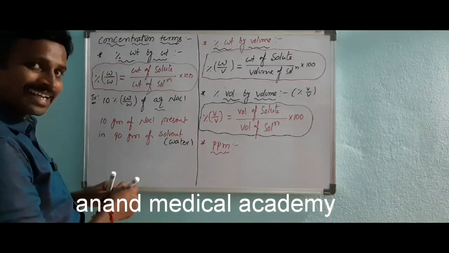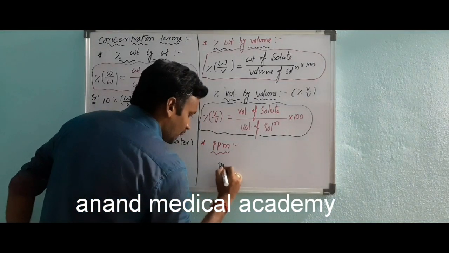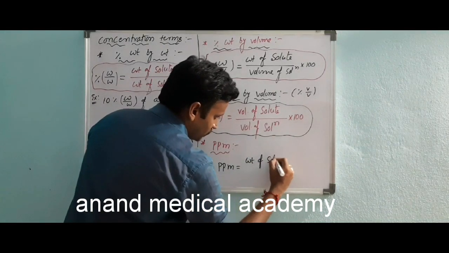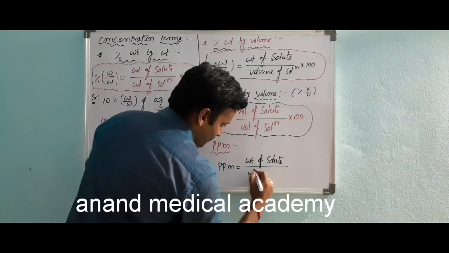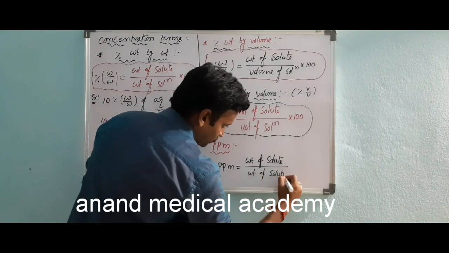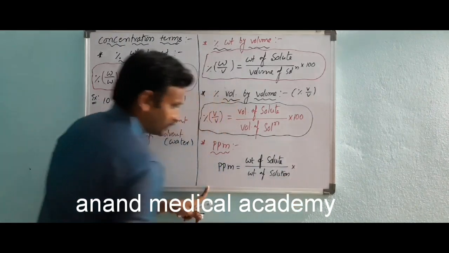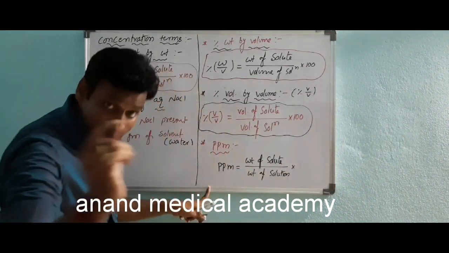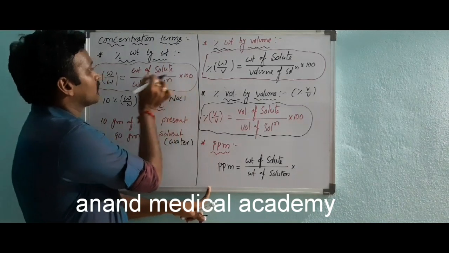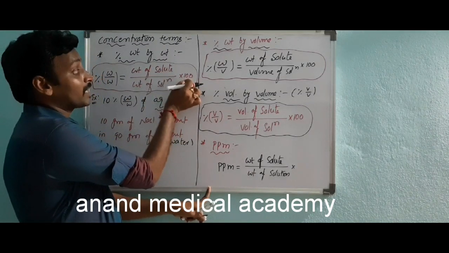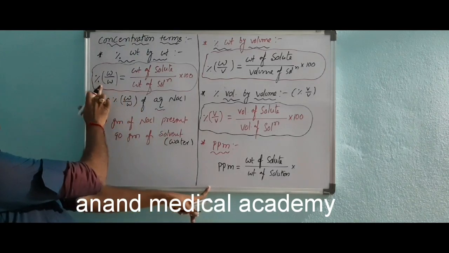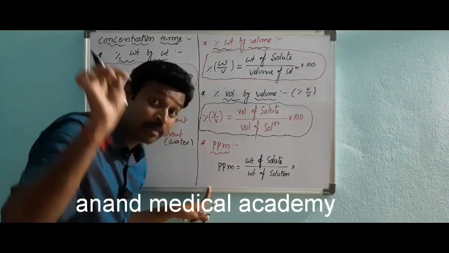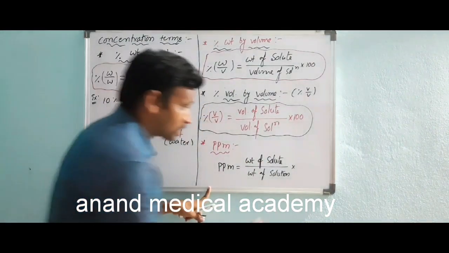Can I write now? ppm is equals to weight of solute by weight of solution into 10 power 6. Sir, you are writing the same? Yes, I am writing the same, but here one small change. In percentage weight by weight, the weight of solute is present in 100 grams of given solution. ppm means a particular amount of solute present in 1 million parts. Do you know 1 million parts means how much? 10 power 6 parts.